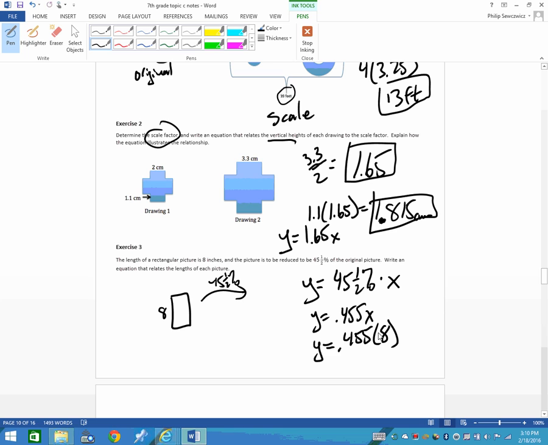I'm not going to ask you to be this formal. I'm more interested in whether you could get to this, which would be inches. They do want you to write an equation, so technically I did that. It relates to the lengths of the pictures. Really what we're doing is finding 45.5% of something. That's why it's a multiplication problem.